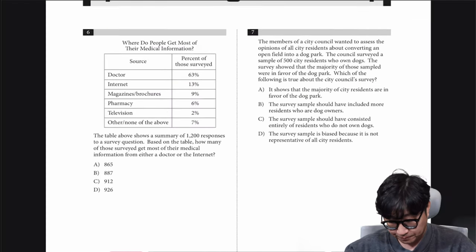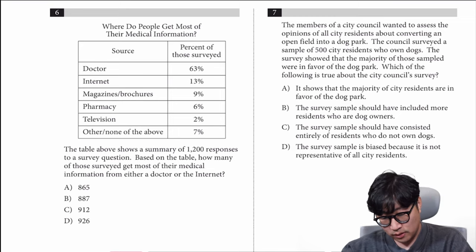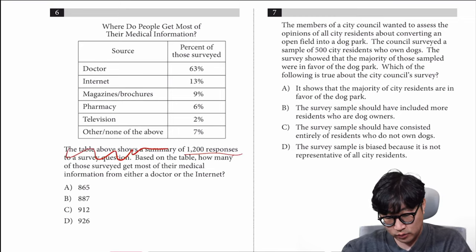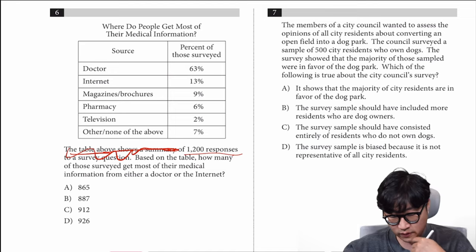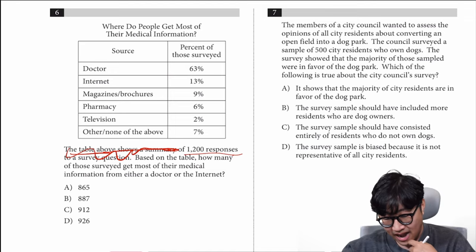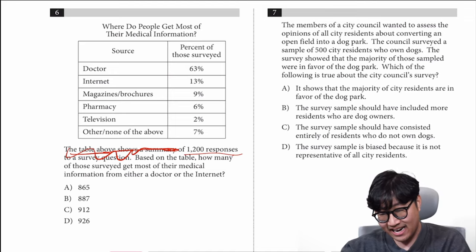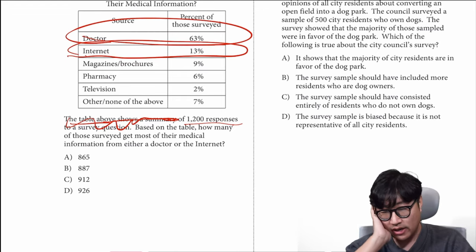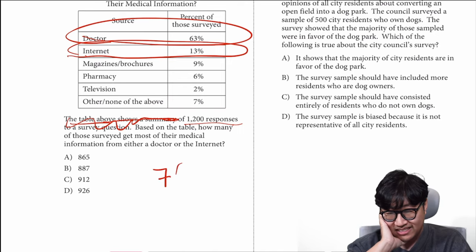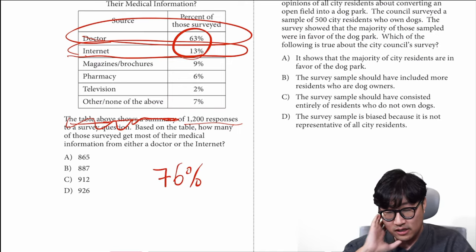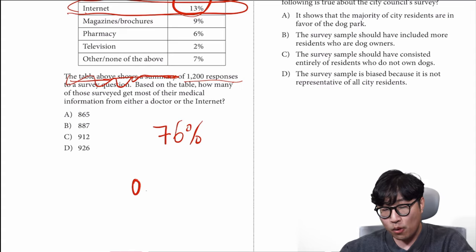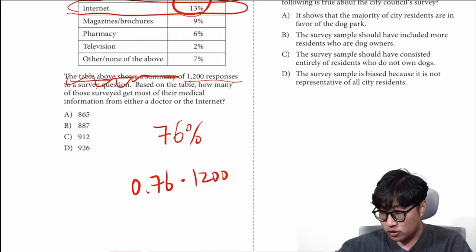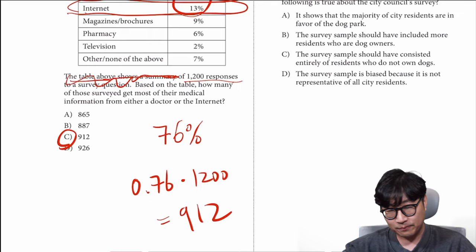Next, number 6. The table above shows a summary of 1,200 responses to a survey. Based on the table, how many of those surveyed get the most out of their medical information from either a doctor or internet? So internet's right there. Doctor's right there. Wow, internet? But anyway, that'll be a total of 76% if you put them together. So go ahead and take 0.76 of the 1,200 responses, right? When you just multiply that in your calculator, you will get 912, answer choice C.